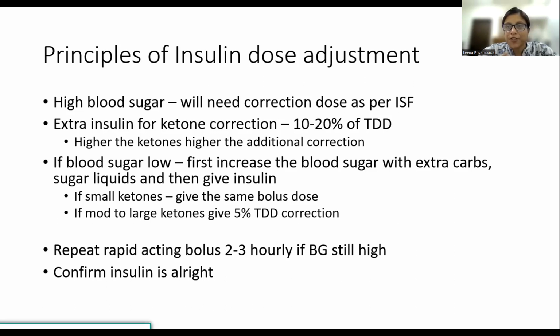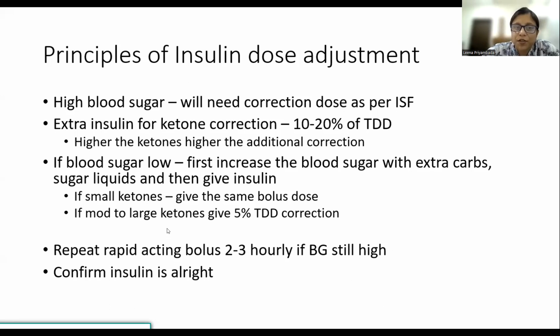So if the blood sugar is low, supposing I'm having vomiting and diarrhea and my blood sugar is 70, okay. So obviously I would be very scared to take insulin. So what I would do is take sips of sugary fluids, lemonade, something, increase the sugar levels and then give insulin for the ketones. If my blood sugar is on the lower side and ketones are small, then we do not add a correction, because importance is always given to the ketones. If ketones are small, then we give the same bolus dose, we do not add a correction.